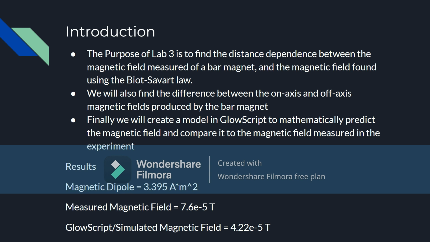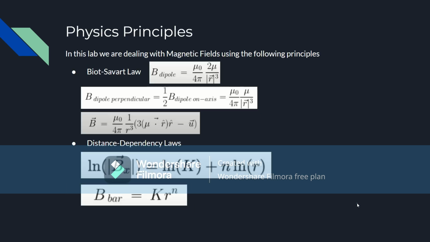Results. Magnetic dipole equals 3.395 amps per meter squared. The measured magnetic field equals 7.6e-5 Tesla, and the GlowScript simulated magnetic field equals 4.22e-5 Tesla.